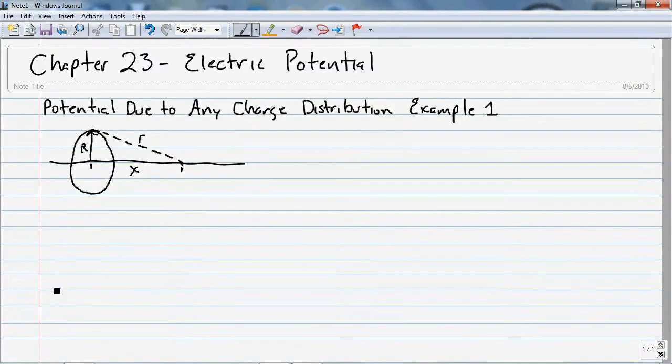Our first example we took from chapter 21 is the loop that is centered around the x-axis, and we want to know the potential at this point P. So we want to find V at point P based on this loop.